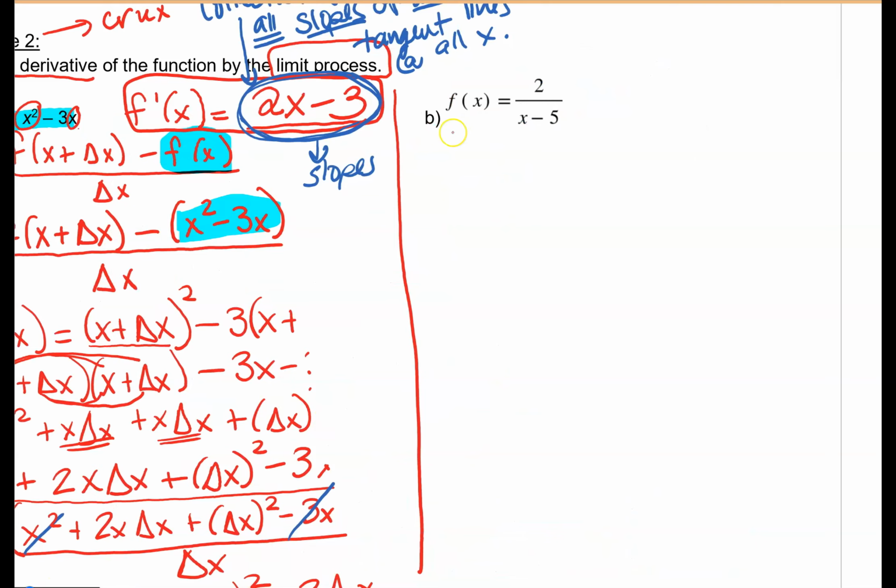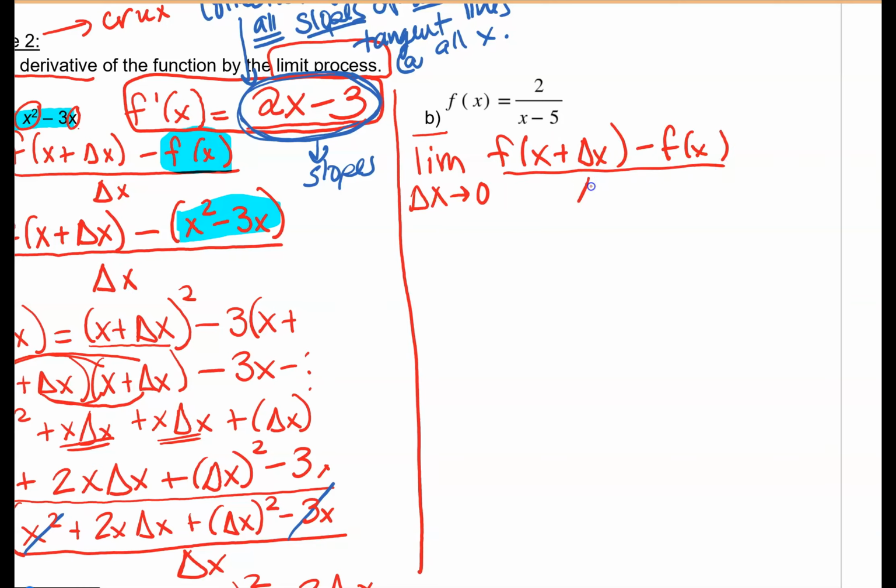So in part B of example 2, I wanted you to also see what happens when you have to deal with a fraction for your function. Well, I still start out by writing the same limit definition. So it's good to have this formula or definition memorized. So we're always letting delta x go to 0, and we always have a delta x in our denominator. And in the numerator, we have these two different y values. One evaluated at x, the other one evaluated at x plus delta x.